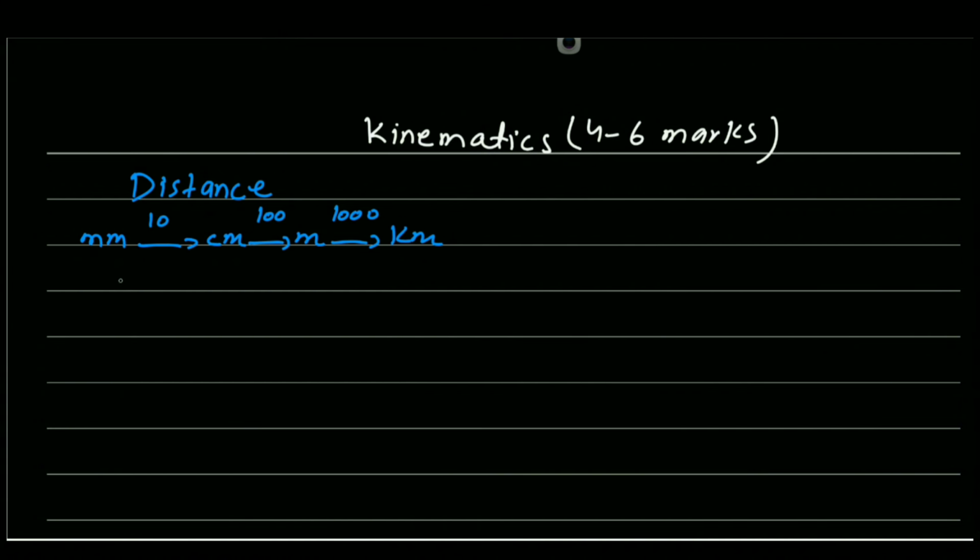So forward means divide, and backward means multiply. So if you have to convert meter into kilometer, it means that you are going forward. Forward means divide. So the rule of conversion of meter into kilometer is that you will divide that value with 1000. And if you are going to convert kilometer into meter, it means that you are going backward, so you have to multiply that value with 1000.